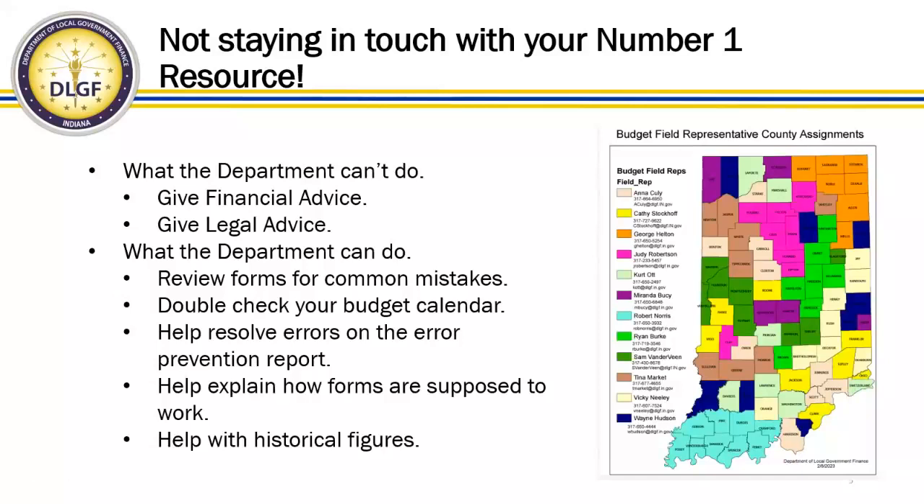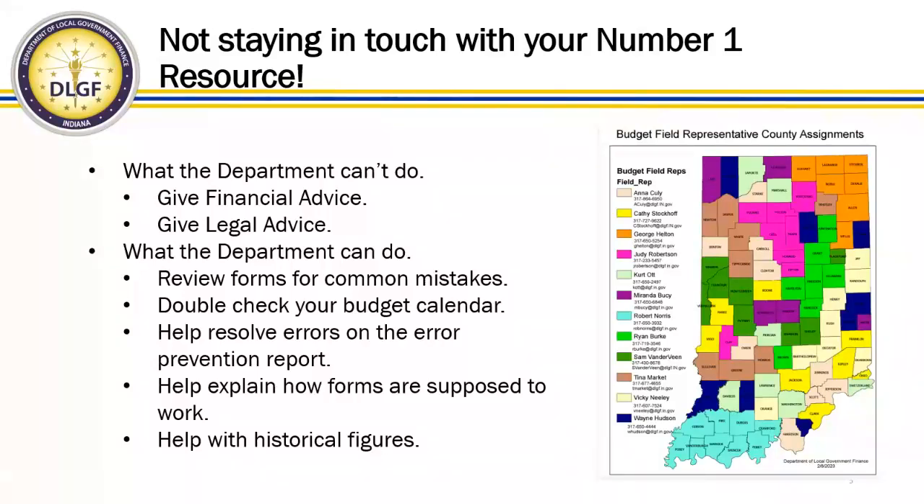So let's start with your number one resource. That is your DLGF budget field rep. On the far right, we've got this budget field rep map where you can see the budget field rep for each and every county. Now, if for some odd reason you have not been in touch with your budget field rep this year yet, I am going to assign you homework. Make sure that you look up who your budget field rep is, write down their name, their number, and their email address, and reach out to them. Because at this point in time, you and your budget field rep should have probably spoken at least once, probably more than once already. So they are absolutely your number one resource.